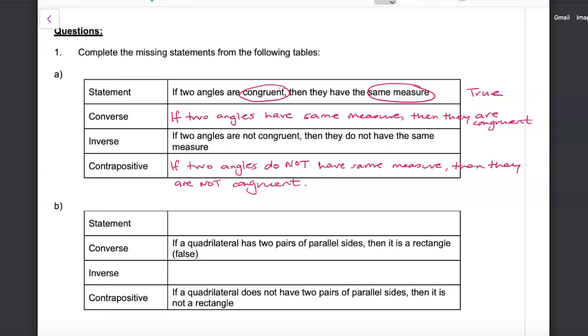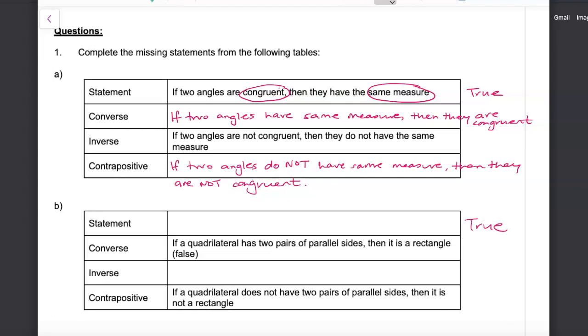Perhaps you'd like to pause the video now and have a go at part B, seeing if you can fill in what the initial statement was, that in fact has to be true, and what the inverse will be. Okay, so we've got the converse. If a quadrilateral has two pairs of parallel sides, then it is a rectangle. Well, we know that that's not the case because it could be a square, it could be a rhombus, it could be a parallelogram.